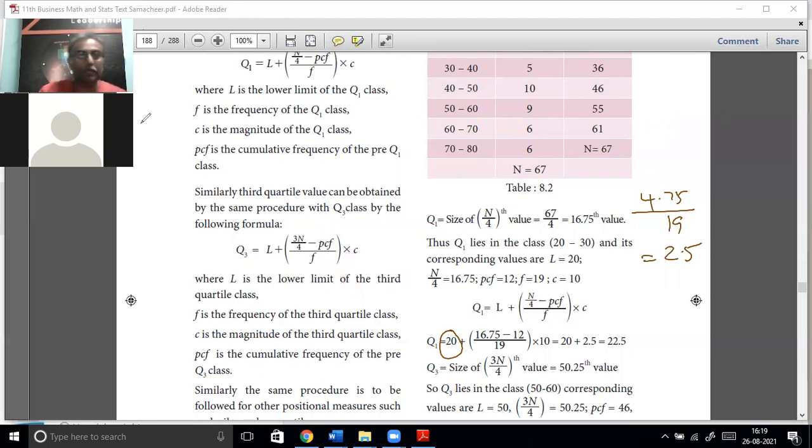Now I'm able to hear. So how do you get the C? C is always the class interval. 70 to 80 is how much? 10. 60 to 70, 10. So that is 60 minus 50, 10. Usually class interval will be 10, 5, 20, like that. In this case, class interval is 10.